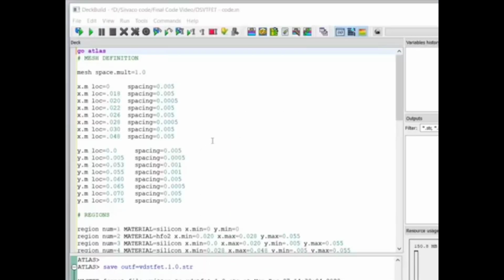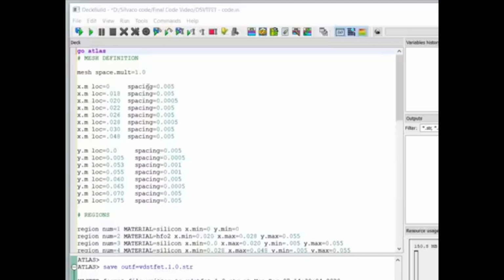This is the code of dual source vertical TFET. Starting from go atlas. Next is mesh definition. Mesh space.mult is equal to 1.0. This is a multiplying factor. Next, X mesh location starting from 0 and ending at 48 nanometer. This means the length of the device is 48 nanometer with different levels of spacing.